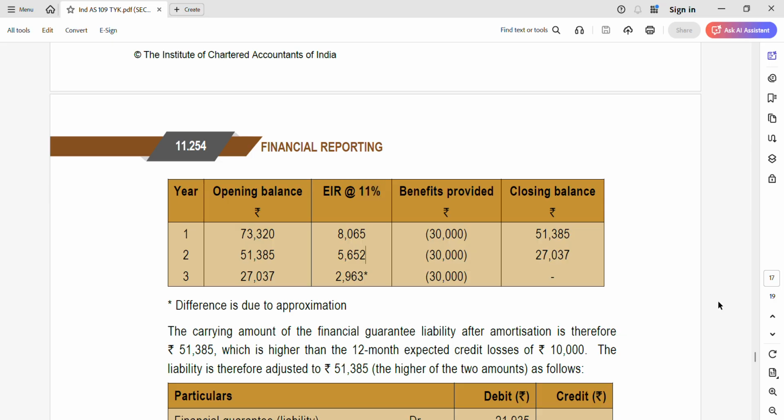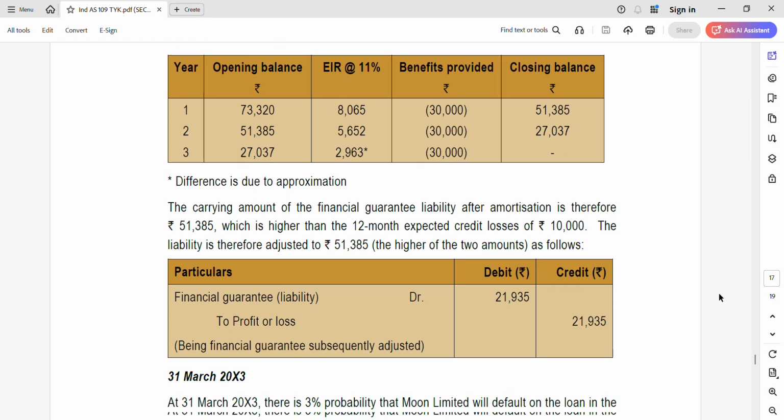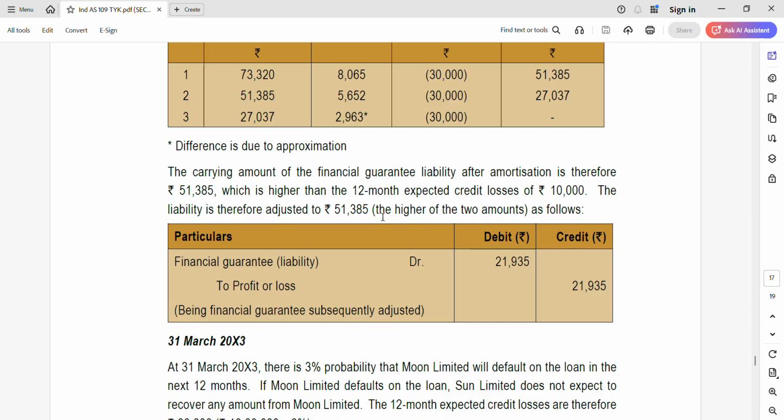After that, now you need to adjust. The liability is therefore just 15,385. So the financial guarantee to profit or loss is nothing but 73,320 minus 21,935. If you do that, the current liability is 15,385. So subsequently you are passing this entry to ensure the amount comes to this. So moving on to the last year.